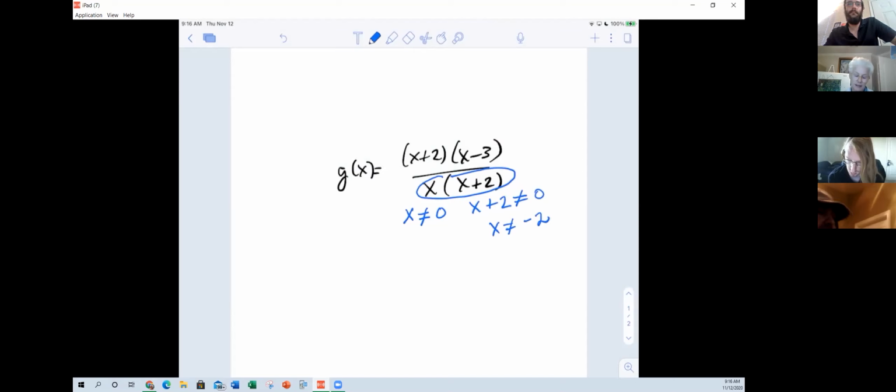If you cancel the x plus 2's, that's fine. That's how you would simplify this, but the domain still does not include that -2. So you always want to give the domain before you start simplifying the function.